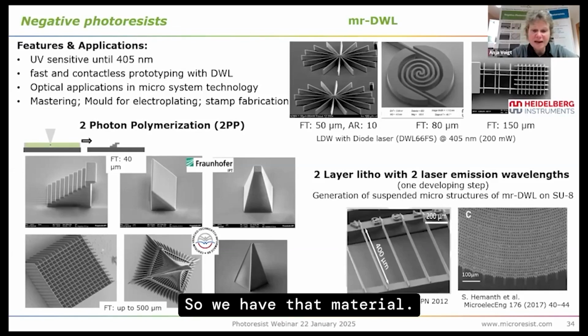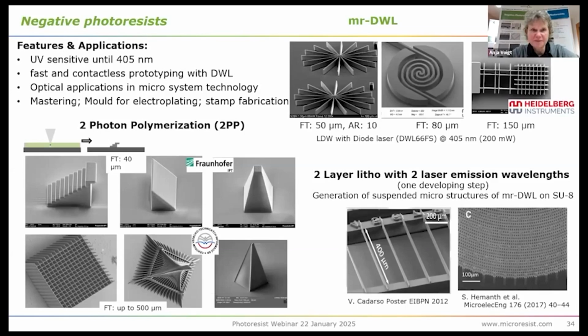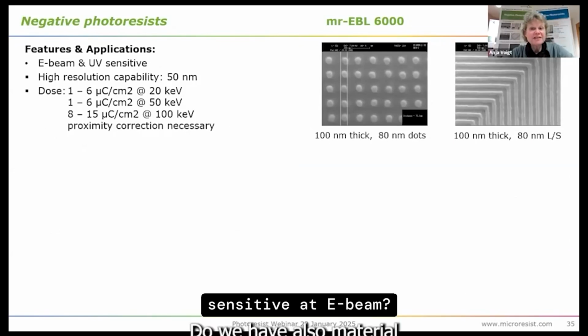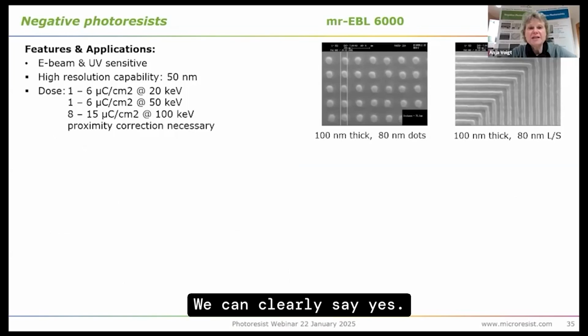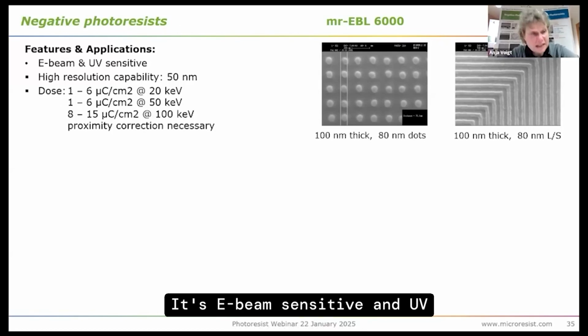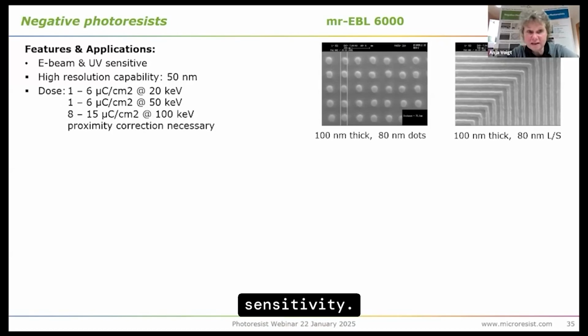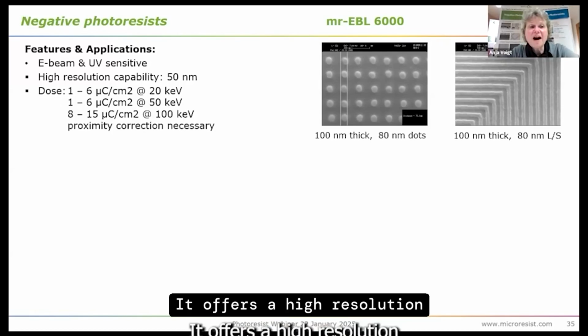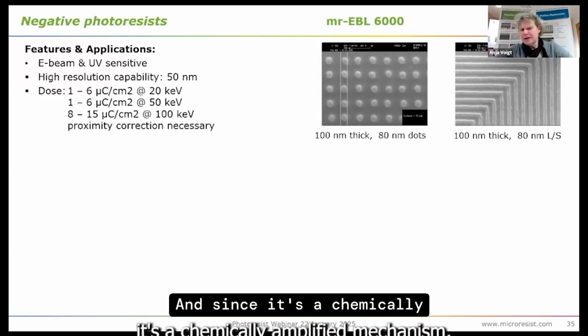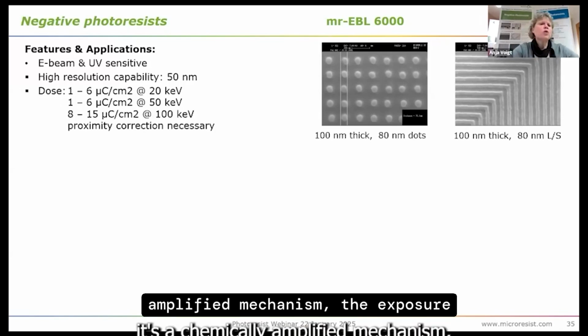So we have that material, and do we also have a material which is sensitive to E-beam? We can clearly say yes. It's named mr-EBL 6000. It's also epoxy resin-based. It's a low viscosity material. It's E-beam sensitive and UV sensitive. It offers a high resolution capability. And since it's a chemically amplified mechanism, the exposure dose is rather low.